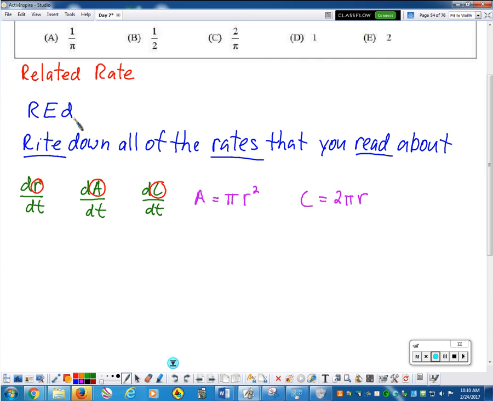D says take the derivative of the equations with respect to time. So right here we're going to do derivatives. We take the derivative of both sides. d/dt of A, d/dt of pi r squared.